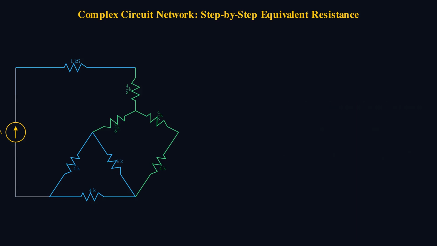Now node 3 only connects the top star leg and the right 4 kΩ branch in series. Combining them gives 4/3 plus 4, which equals 16/3 of a kΩ directly from the star center to node 4.